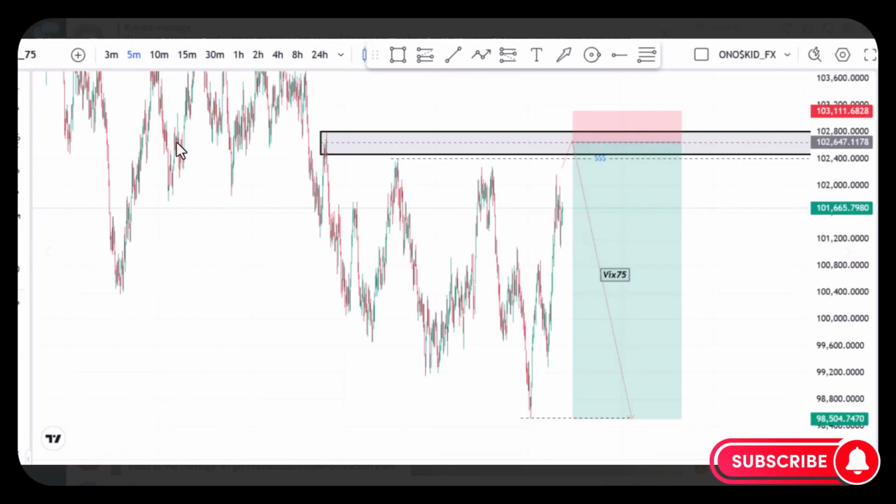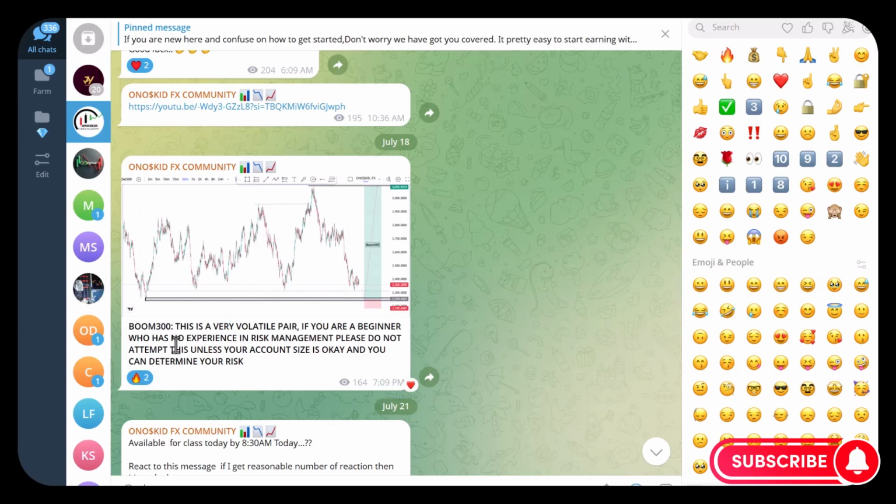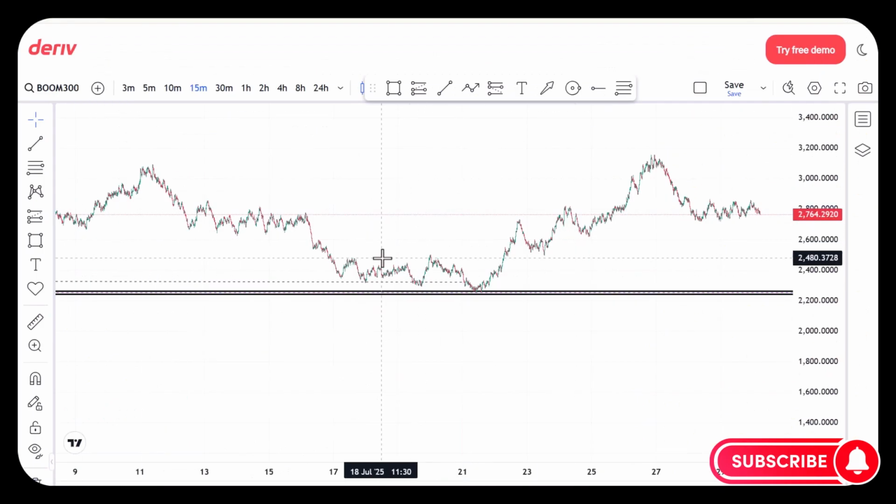Now you can see that I am not just sending this analysis to them, I'm giving them proper guidance as well, so that those who are beginners will be able to follow up. You see, I told them this is a very volatile pair. If you are a beginner who has no experience in risk management, please do not attend this, unless your account size is okay and you can actually determine your risks. This is me trying to ensure that any beginner does not end up losing his or her funds while being in this group, because the aim is to see everybody make money.